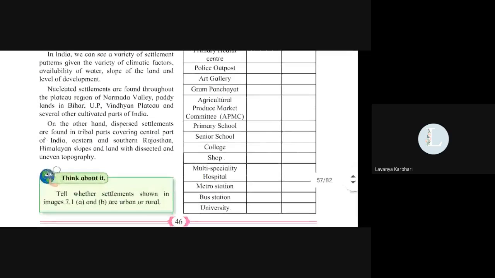On the other hand, dispersed settlements are found in tribal parts covering central part of India, eastern and southern Rajasthan, Himalayan slopes, and land with dissected and uneven topography.